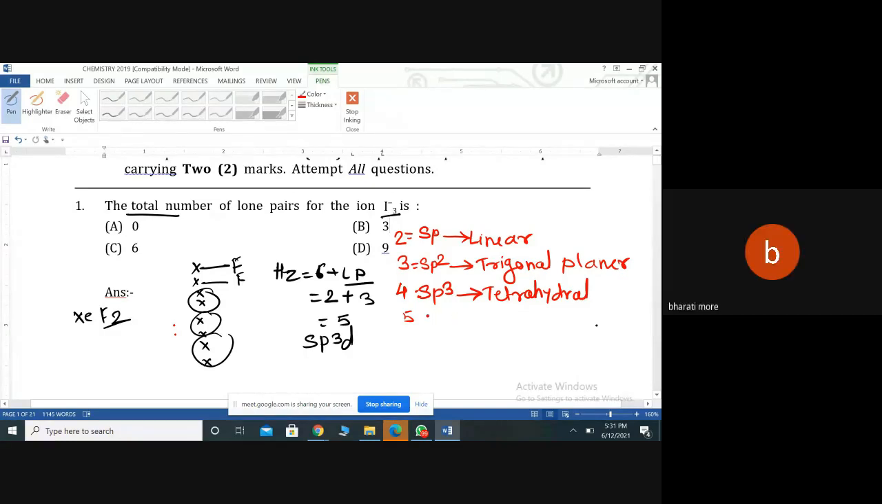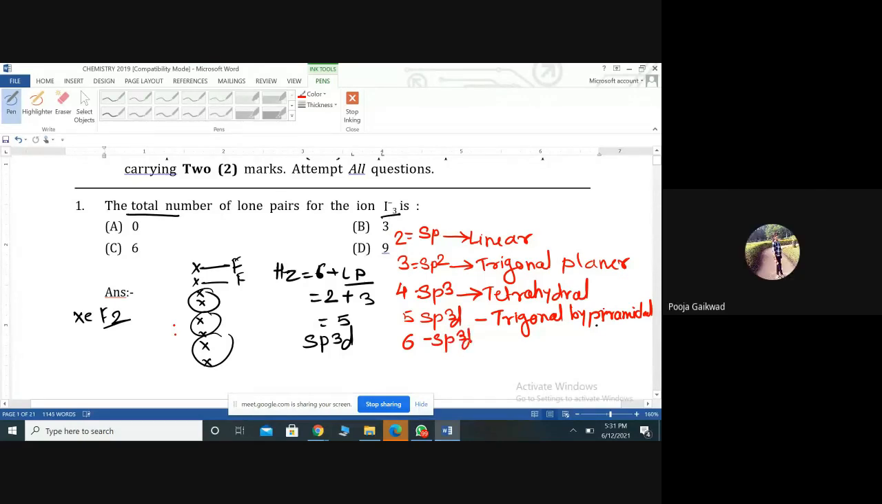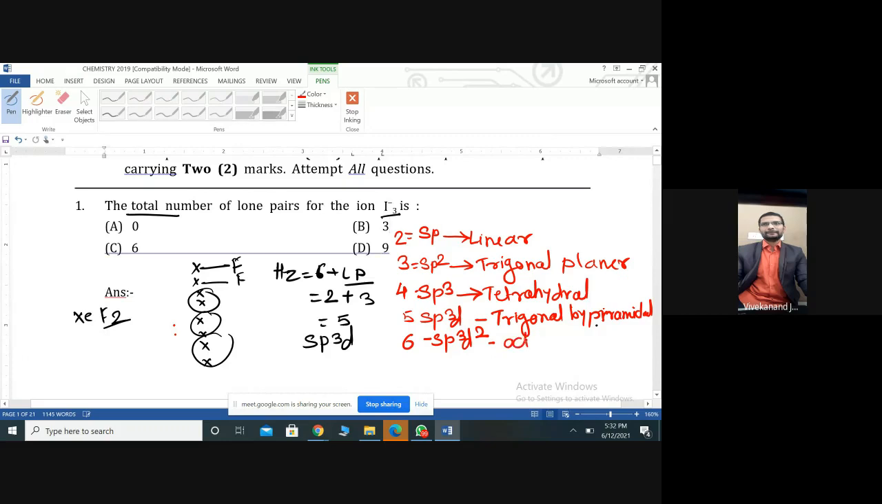If my count is 5, sp3d, and the geometry is trigonal bipyramidal. If my count is 6, then it will be sp3d2, and your geometry should be octahedral.